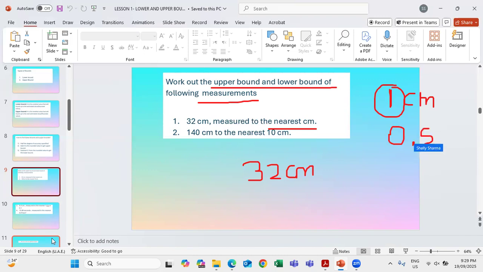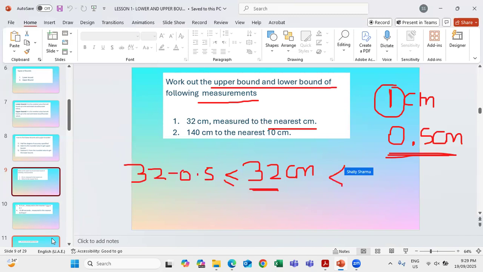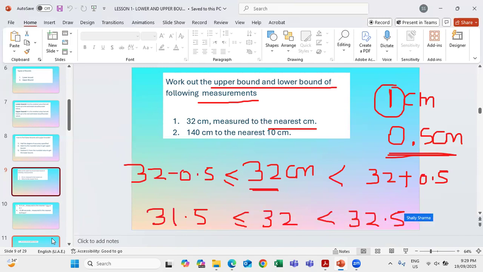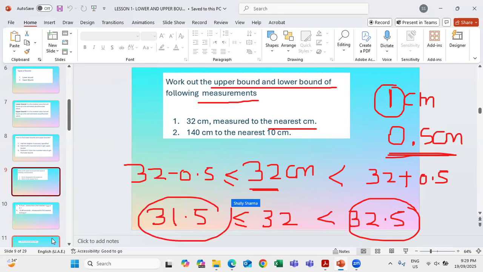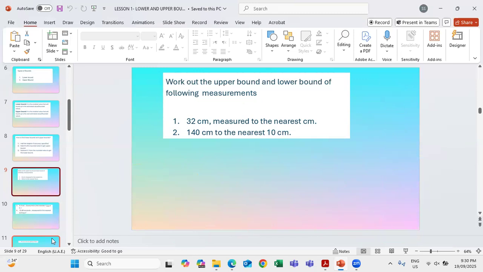0.5 centimeters. Now you need to add this 0.5 centimeter to 32, and you have to subtract also. When you subtract, you will get a smaller value, that will be the lower bound, and you will get the upper value when you add it. So this is 31.5 less than or equal to 32 less than 32.5. So this is the upper bound and this one is the lower bound. Again, for lower bound, you will use less than or equal to, but for upper bound, only the less than symbol will be included. Then we have the next question.